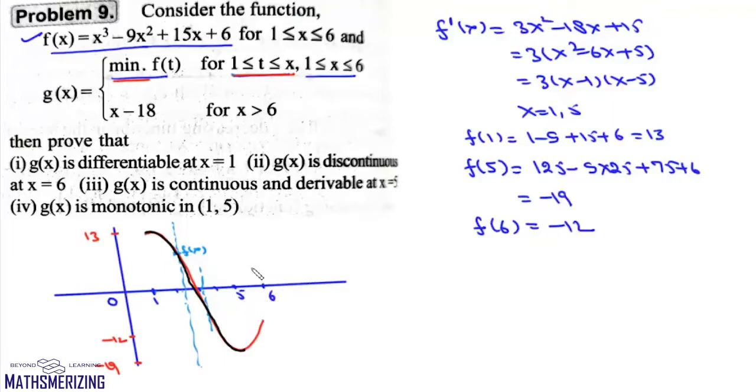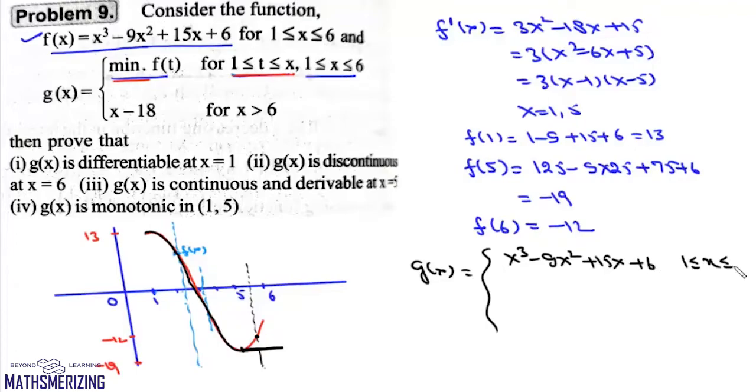Now between 5 and 6, if we choose a point x, then its minimum value is no longer at x, but it is at 5. So between 5 and 6, it will be a constant function whose value is minus 19. So that's your function g(x). So we can write g(x) as f(x), which is x cubed minus 9x squared plus 15x plus 6, when x lies between 1 and 5, it will be minus 19 when x lies between 5 and 6, and it will be x minus 18 when x is greater than 6.